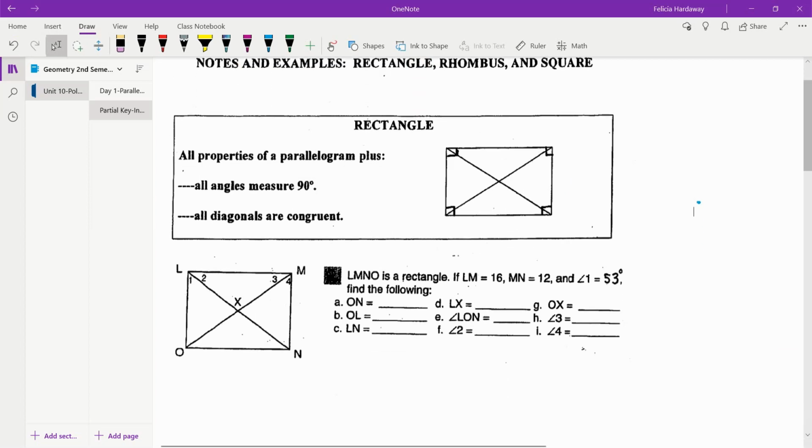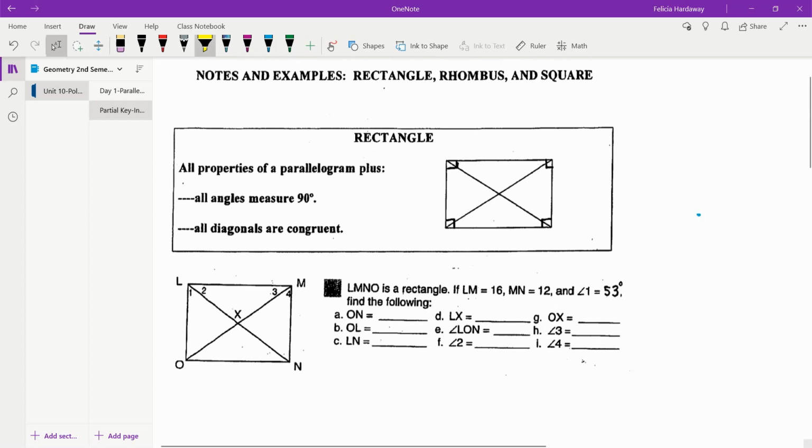Now, for your rectangle, this part here is just your notes, okay? And I want you to use some other information to apply onto the problem. So it states here that all the properties of a parallelogram, those 5 properties, you can use on this shape. In addition, all angle measures are 90 and the diagonals are congruent.